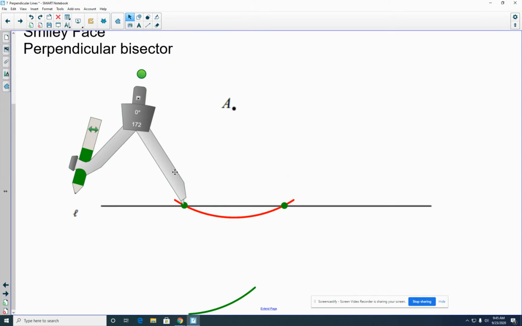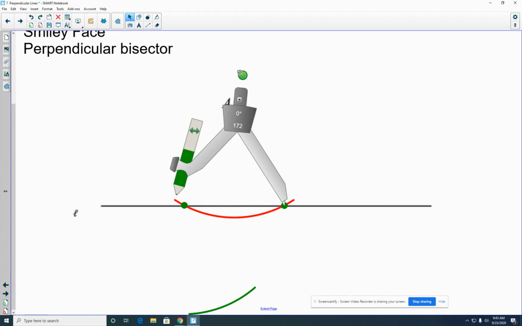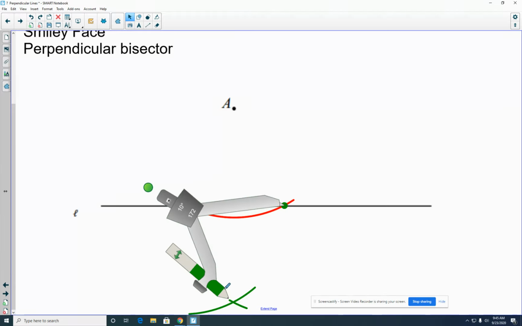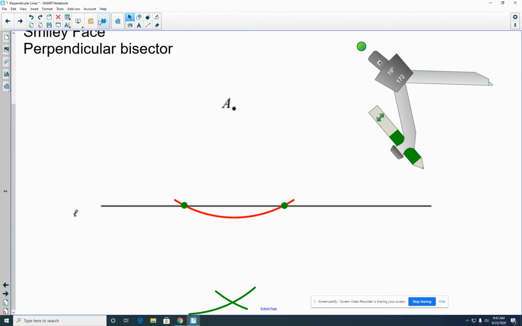Flip it around. I can't change my compass width. Go to the other endpoint, swing an arc, and now I take my straight edge and I go through the intersection through point A. It's a line, so I need to make sure I have my arrows at the end as so. Perfect. Just like that. Now they're perpendicular, so I know they're perpendicular by putting that little box.